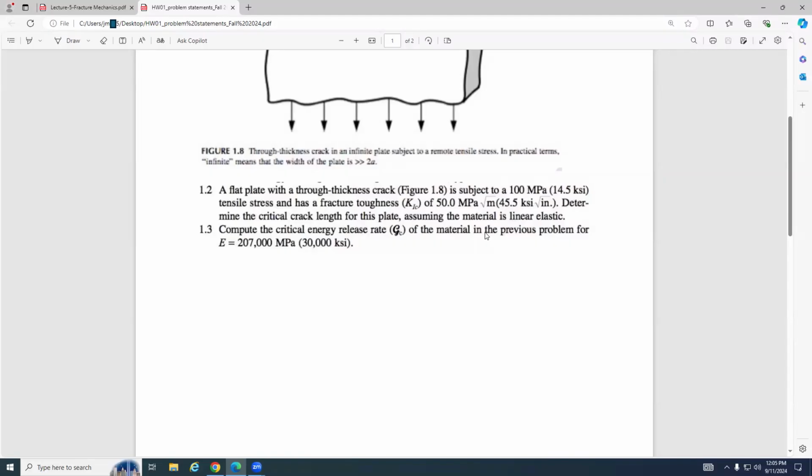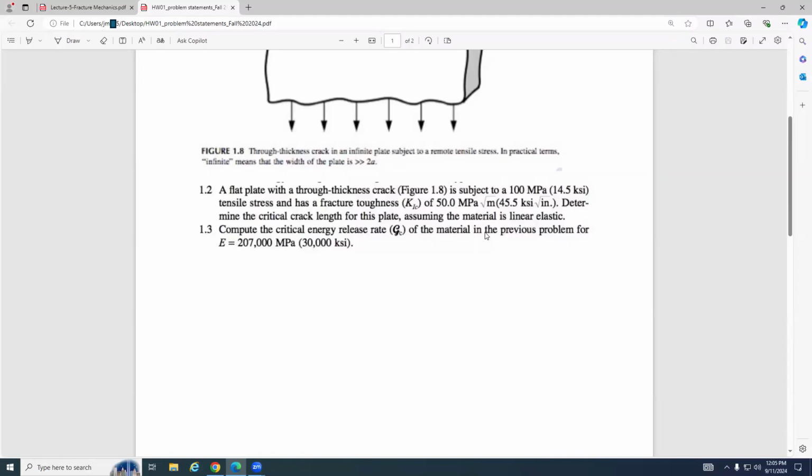KIC is what, guys? Critical stress intensity factor, and it is a material parameter. As long as I select this material, its KIC, which is the fracture toughness, is fixed. If we want a different KIC, you have to get a new material. Determine the critical crack length for this plate, assuming the material is linear elastic.